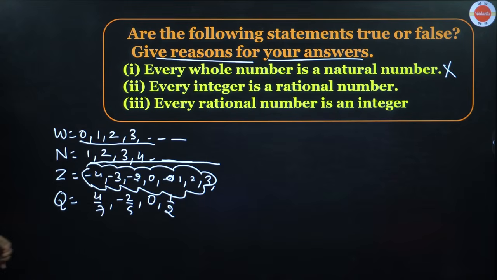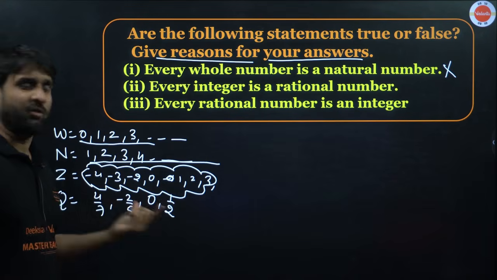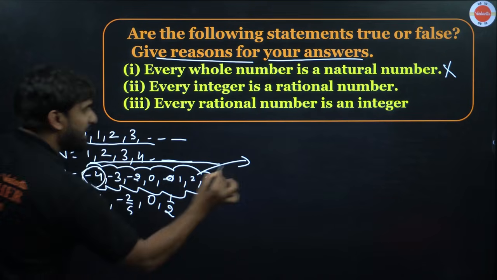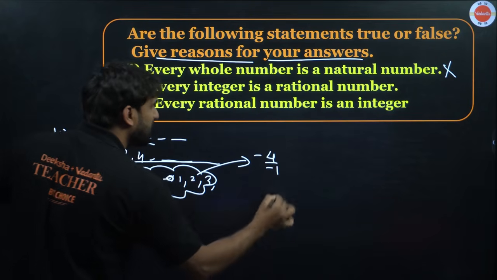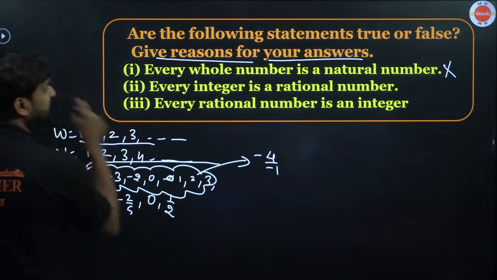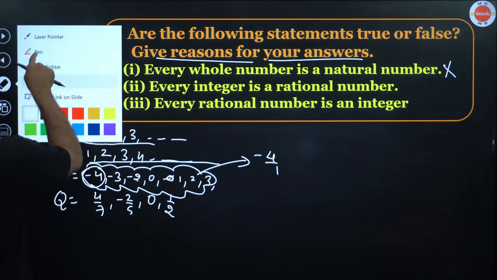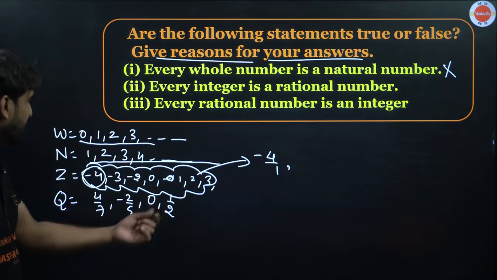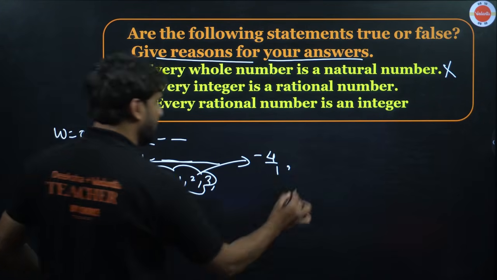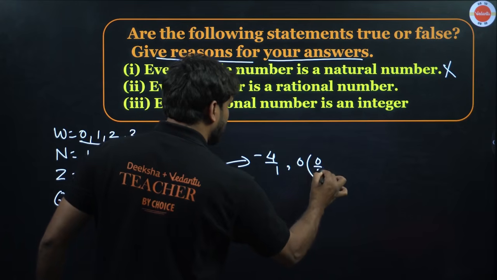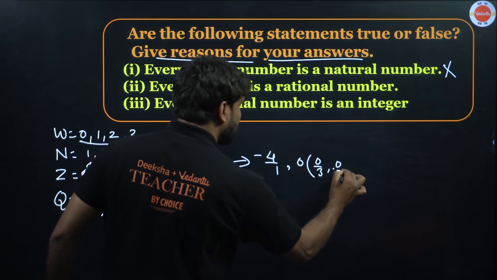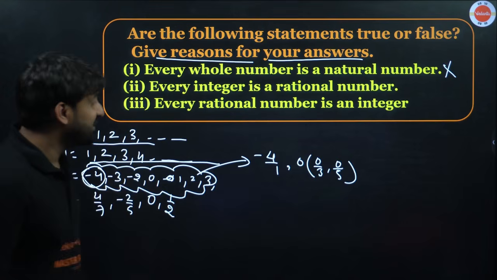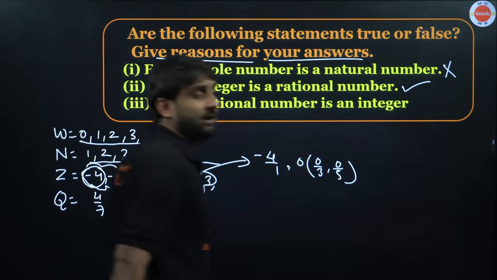These are the integers, and of course they are all rational numbers. Why? My dear champion, -4 can also be written as -4 by 1. This is the P by Q format. Likewise 0 can be written as 0 by 3, 0 by 5. So these are the P by Q formats. It means that every integer is a rational number. This is absolutely correct. True.